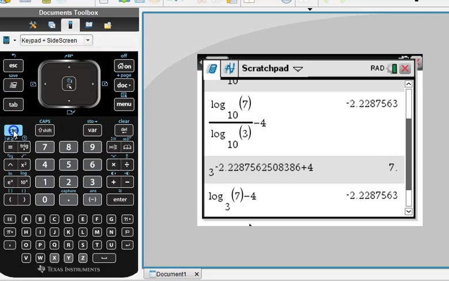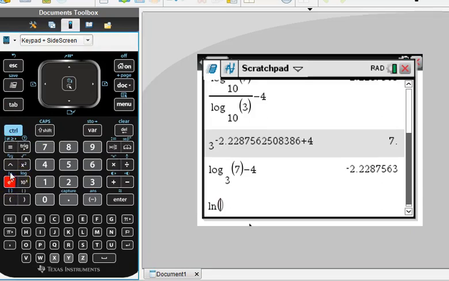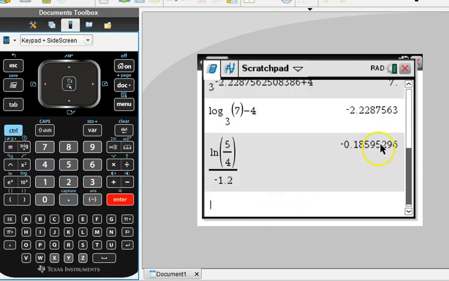So natural log, you do control e to the x, where you have that little natural log above that. 5 divided by 4, and then divide that by negative 1.2. Control enter, and there's my answer, negative 0.1859, etc. And I'll write that in just a minute.